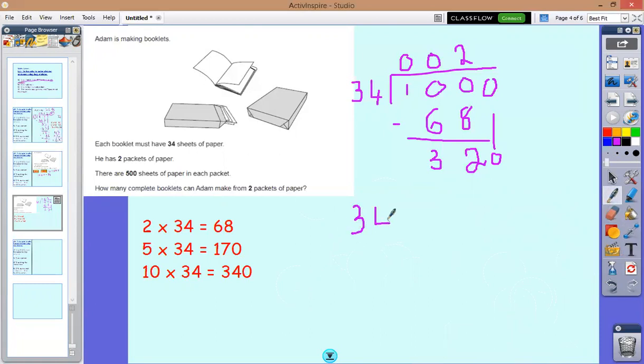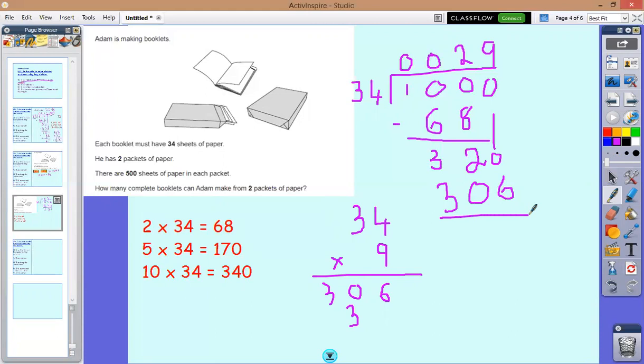34 times 9. Now some of you might be able to do this a different way. You know that actually this is 34 less than 340, but that's okay. We can do it this way as well. So 4 times 9 is 36. 3 times 9 is 27. Add 3 equals 30. Okay, so that's where it's going to be. So I'm going to put 9 here. And I'll put 306.